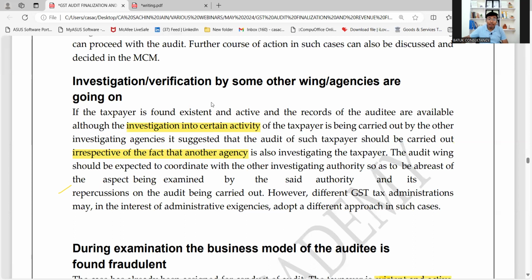Investigation verification by some other wing or agencies are going on. यहाँ पर अगर कोई इंस्पेक्शन या फिर वेरिफिकेशन चल रहा है, in that case whether we need to perform the audit or not, that is the question. So in that case if there is any investigation or verification going on, in that case there will be no effect on your audit. That means you have to perform your audit, you have to start your audit, there will be no any issue with that.